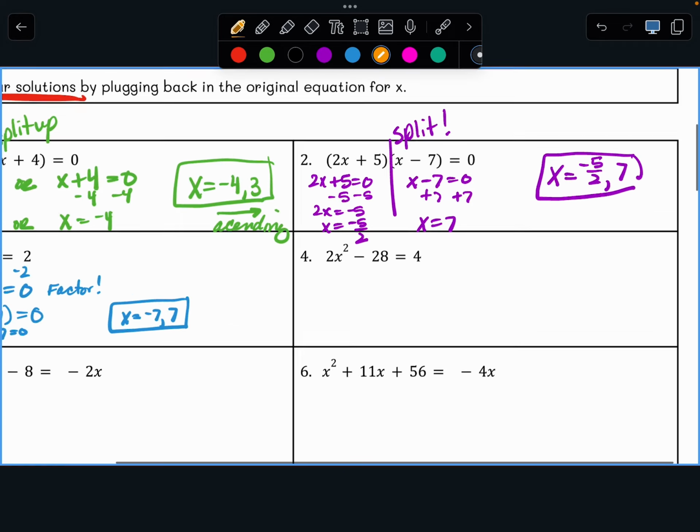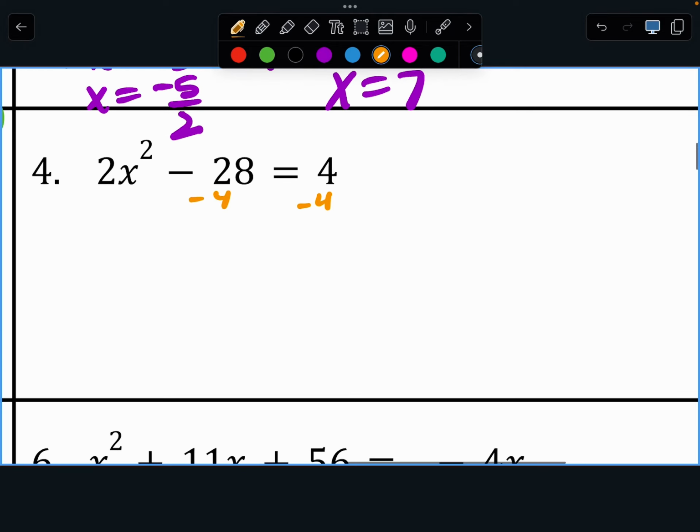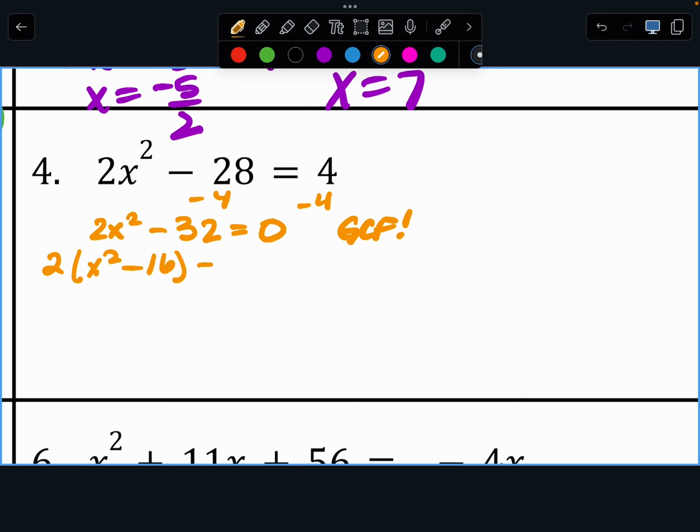So number 4 does not equal 0. So the first thing to do to get it to 0 is to subtract 4 from both sides. So that I get 2x squared minus 32 equals 0. Now what? The first rule was always a GCF. Take out a GCF. So I get 2 times x squared minus 16 equals 0.